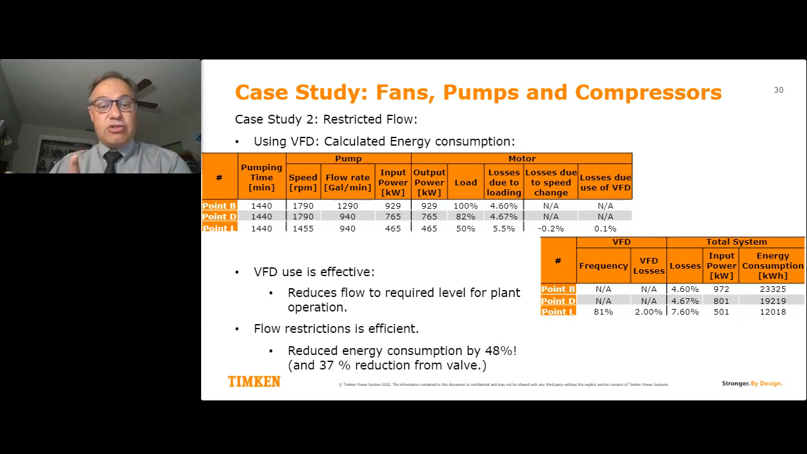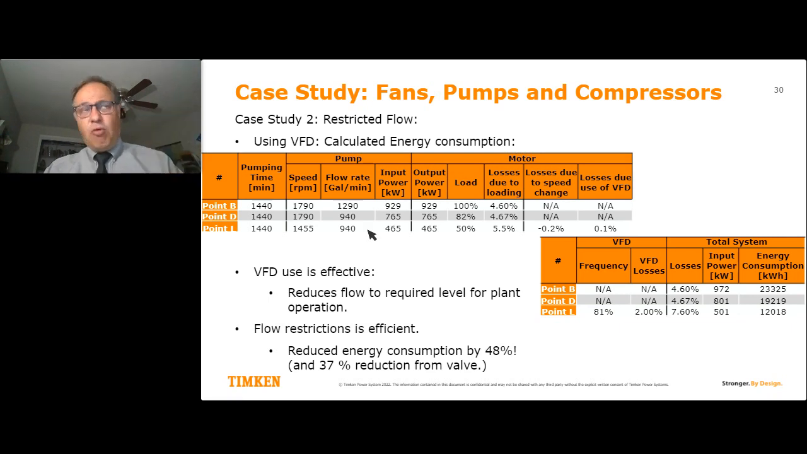Point D is where I used the valve. It achieved what I wanted to achieve, was 940 gallons per minute, and it consumes 19,219 kilowatt hours. Now, using my previous curve and calculating at 1,455 RPM, achieving the same flow rate.